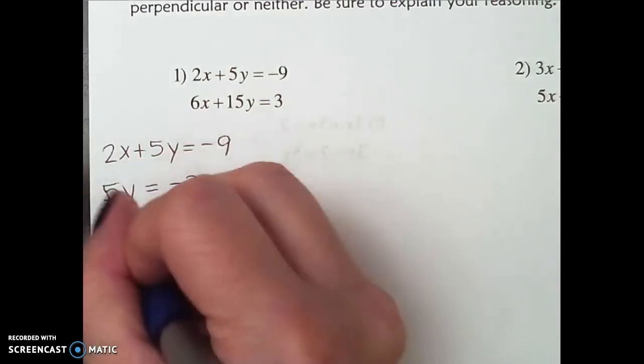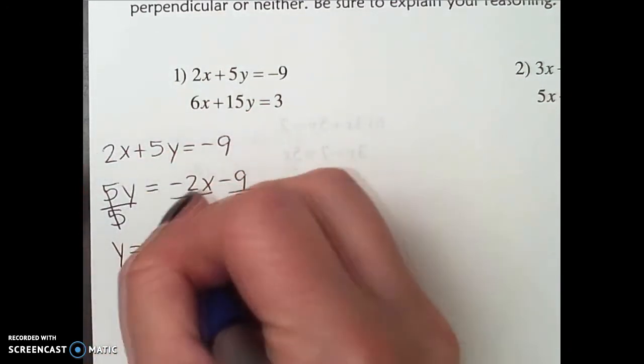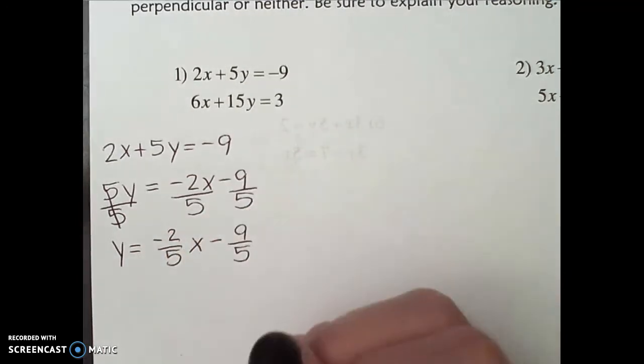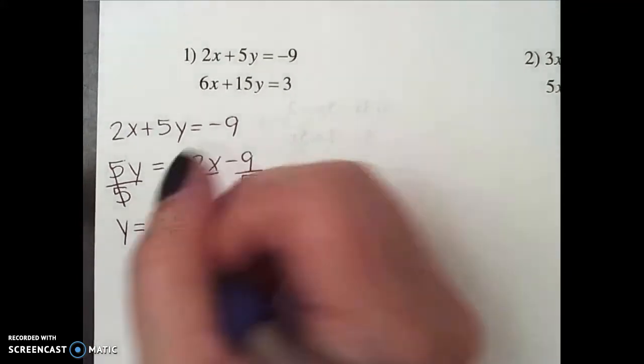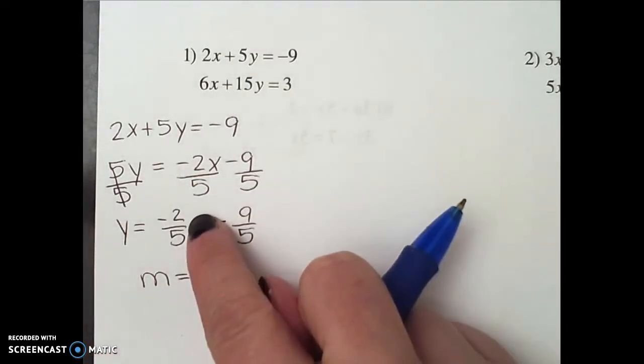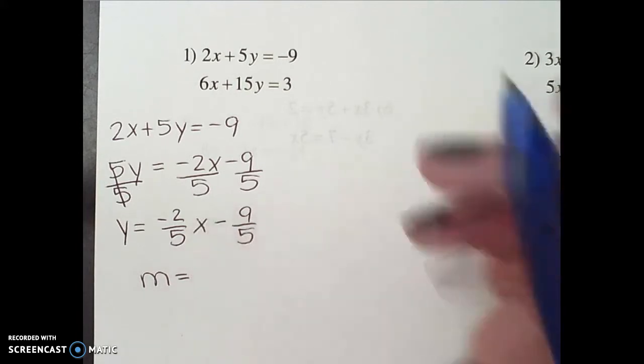Simplifying, I get y equals negative 2/5 x minus 9/5. And I want to also state my slope. My slope is the coefficient of x. It doesn't include x, it's just the number in front of x. In this case, my slope is negative 2/5.